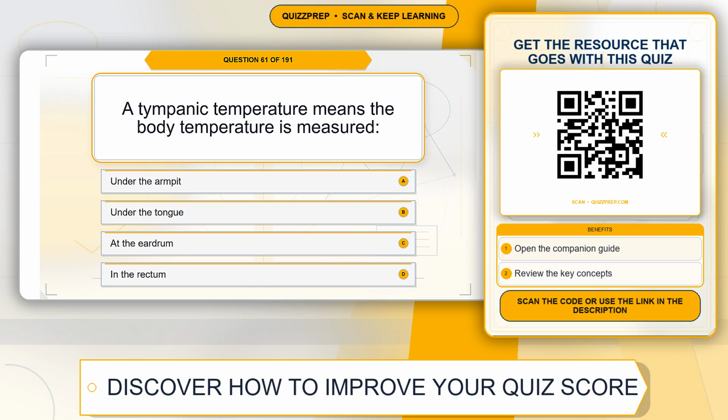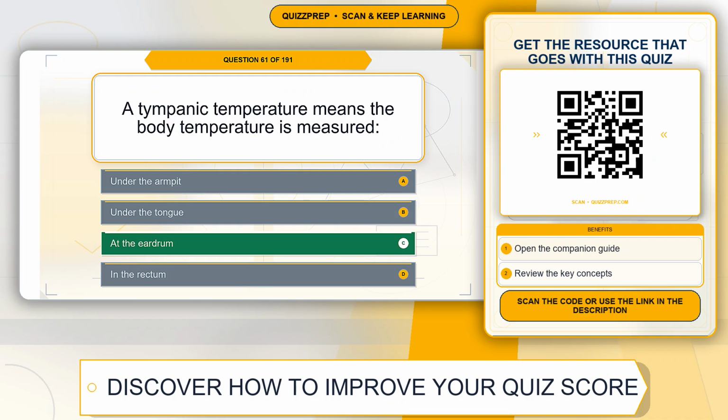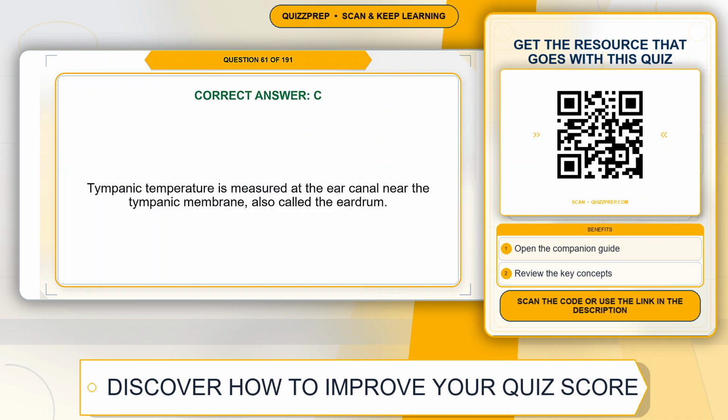Question 61. A tympanic temperature means the body temperature is measured. Option A, under the armpit. Option B, under the tongue. Option C, at the eardrum. Option D, in the rectum. The correct answer is option C, at the eardrum. Explanation. Tympanic temperature is measured at the ear canal near the tympanic membrane, also called the eardrum.